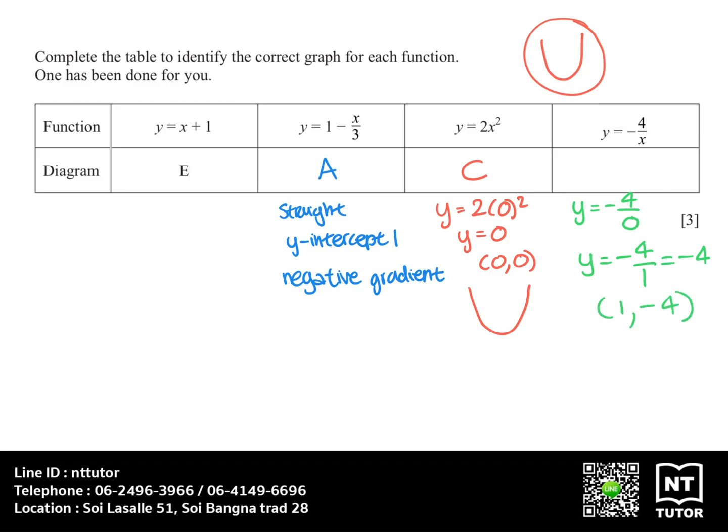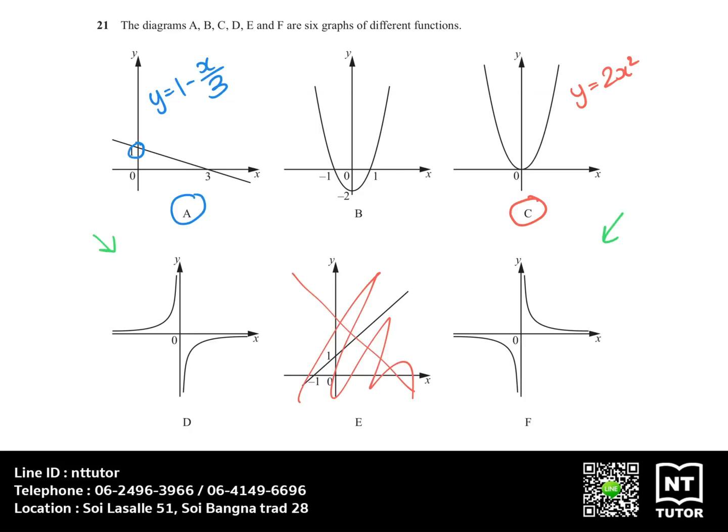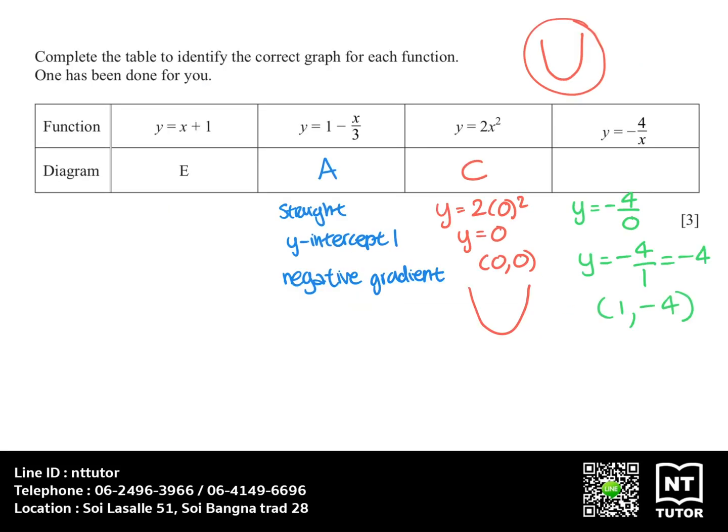And if we look back at the diagrams, diagram F, if I substitute 1 in, I should get a positive number as well. Therefore, diagram F doesn't work. But then if I look at diagram D, a positive x value gets a negative y value. So therefore, our answer is this one, diagram D over here. And therefore, y equals minus 4 over x is diagram D.